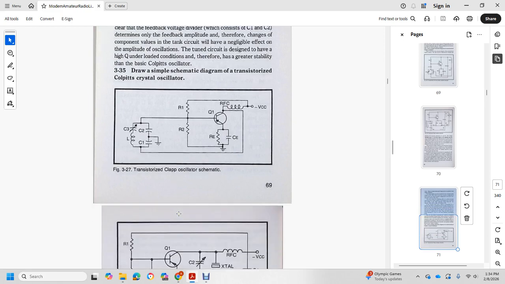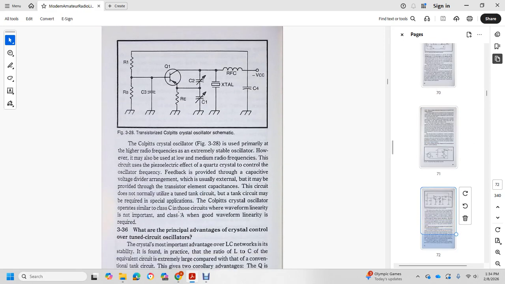Draw a transistor Colpitts crystal oscillator. The Colpitts crystal oscillator is used primarily for high radio frequency, extremely stable oscillators. However, it may be used at medium radio frequency. These circuits use the piezoelectric effect of the quartz crystal to control the oscillator frequency. Feedback is provided with a capacitive voltage divider arrangement, usually external, but maybe provided by transistor element capacity. The circuit does not normally utilize a tuned tank circuit, except for a special application. Colpitts crystal oscillators operate Class C when waveform linearity is not important, and Class A when good waveform linearity is required.